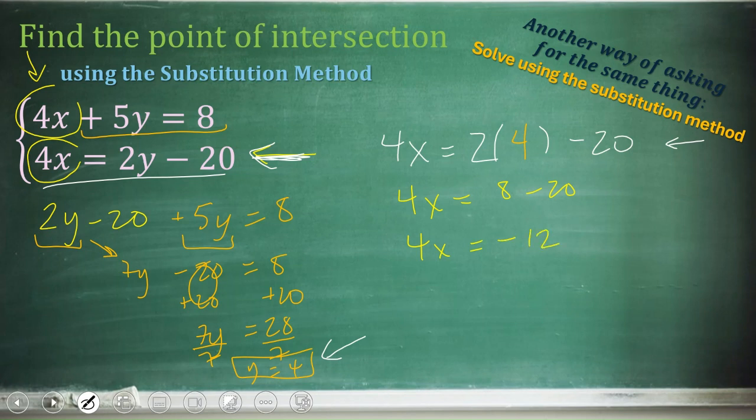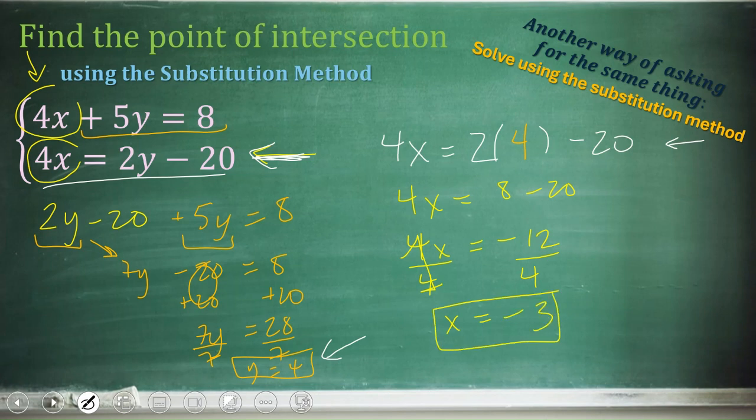To get x by itself, or to isolate x, I'm going to divide by 4 on both sides. And just as a reminder, we're doing that because we want this to be a 1 times x, because 1 times x is x, which means we've isolated it. And we get x equals negative 3.